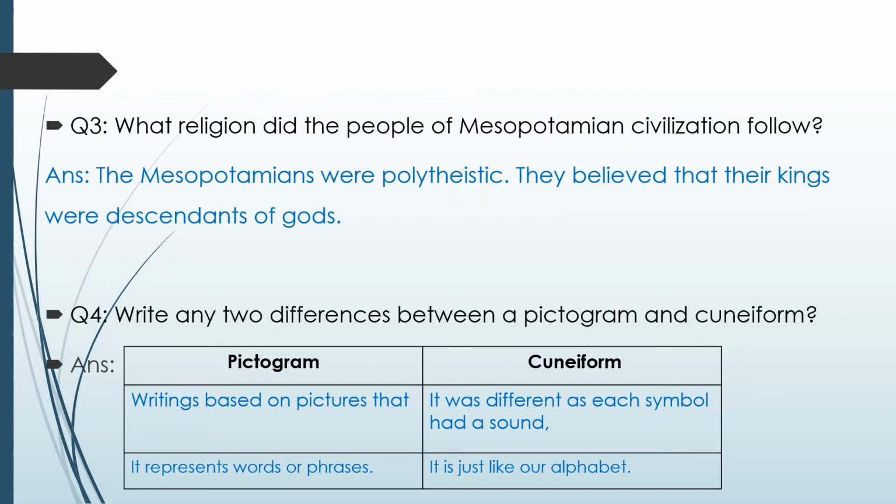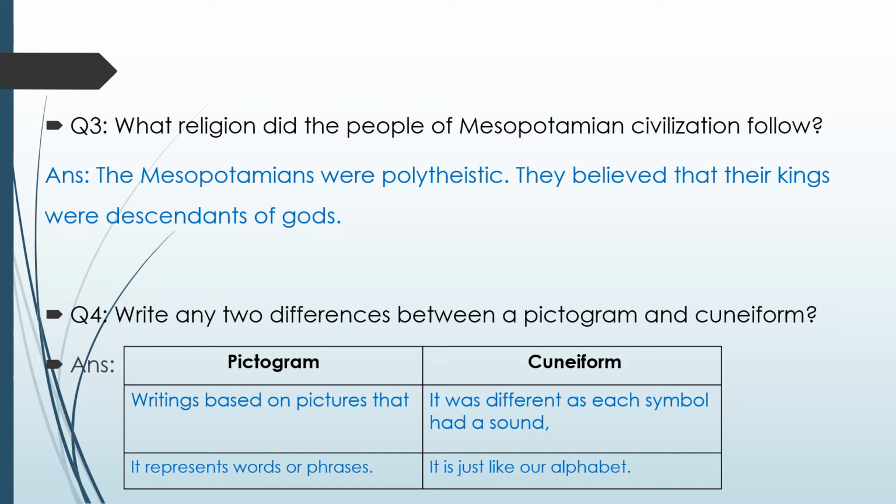What religion did the people of Mesopotamian civilization follow? The Mesopotamians were polytheistic. They believed that their kings were descendants of God. We studied in the word meanings as well that polytheistic means people who follow many gods, like they used to worship more than one god.